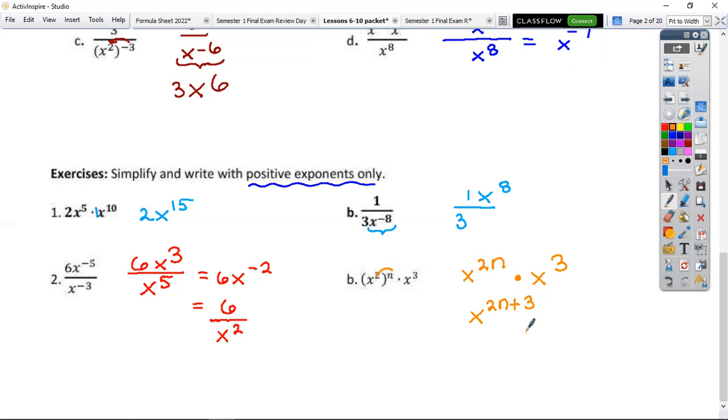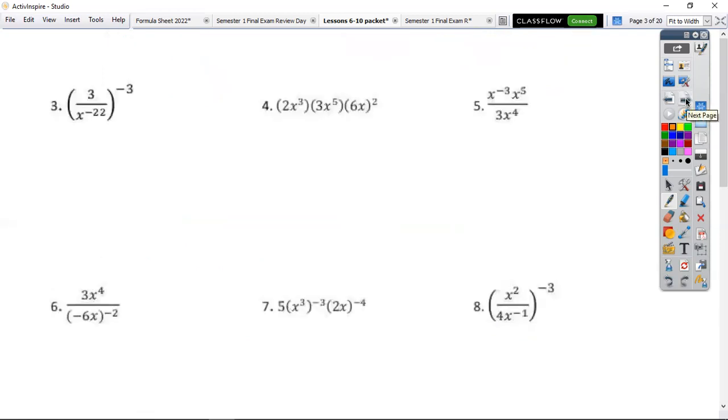Okay, the back ones, you're still going to just combine your properties again. So same properties, no different. So number 3, the recommendation would be to take that -3 and distribute. So I'm going to distribute this one first, and then we'll flip it. So that goes there, and that goes there. So I'm going to go 3 to the -3rd, and then multiply x to the 66th.